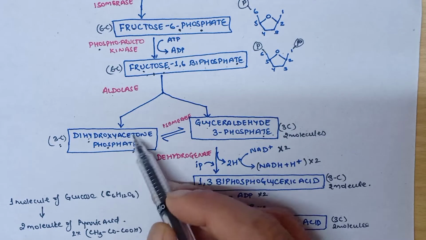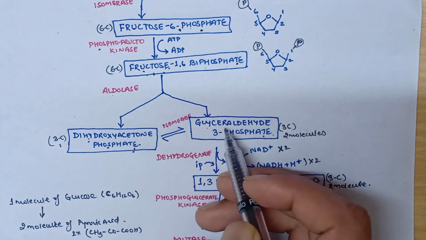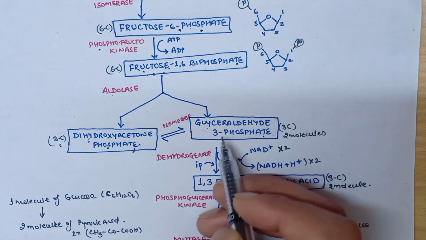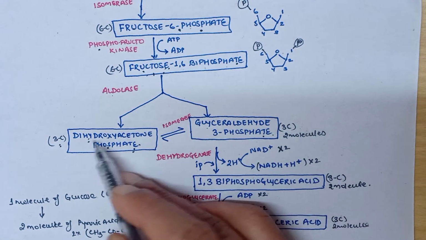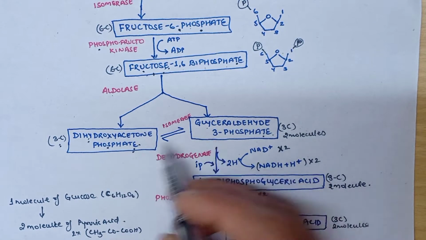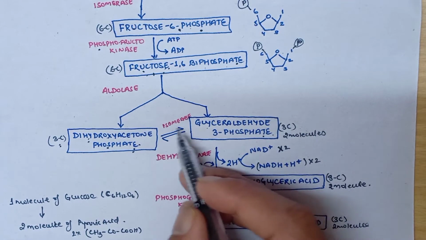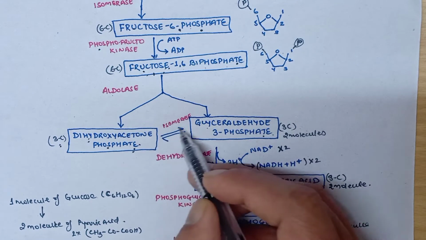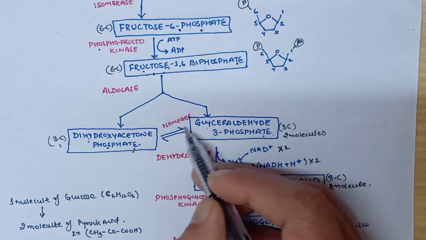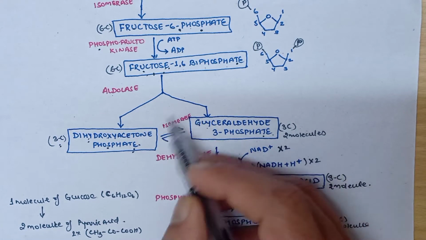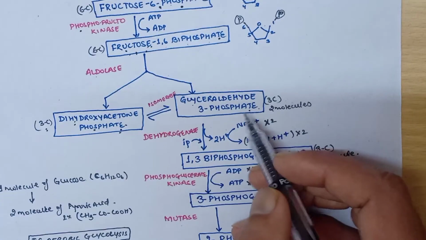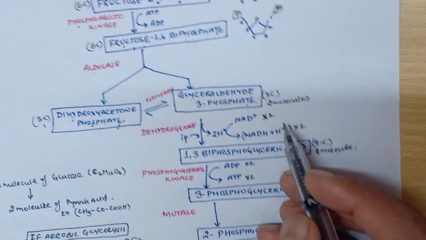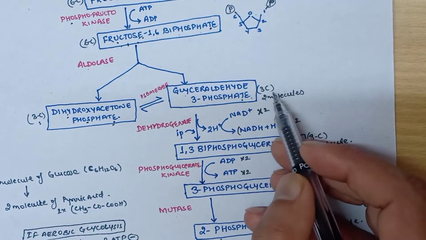This dihydroxyacetone phosphate can be converted into glyceraldehyde 3-phosphate and glyceraldehyde 3-phosphate can be converted into dihydroxyacetone phosphate, as it is a reversible reaction, and this reaction will take place in the presence of the enzyme isomerase. Now we will take 2 molecules of glyceraldehyde 3-phosphate, which is a 3-carbon compound.